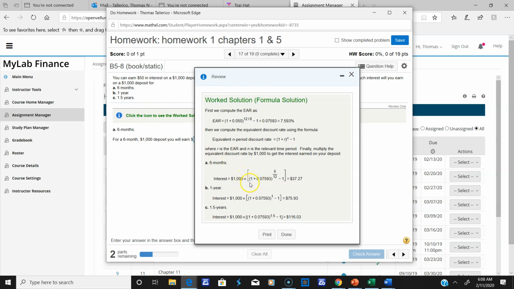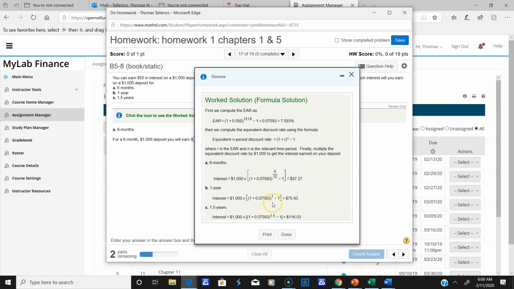So here now it becomes, if we take this equation and put 1,000 times 1.07593 to the power 6/12 minus 1. That's this equation, right? So we get the end period discount rate and multiply it by 1,000, and it comes out to 37.27. And over here, if we have 1 year, this becomes 1/1, right? You can see that. And it's 1,000 times 1.07593, which is 75.93. And for 1.5 years, now this becomes 1.5, right?